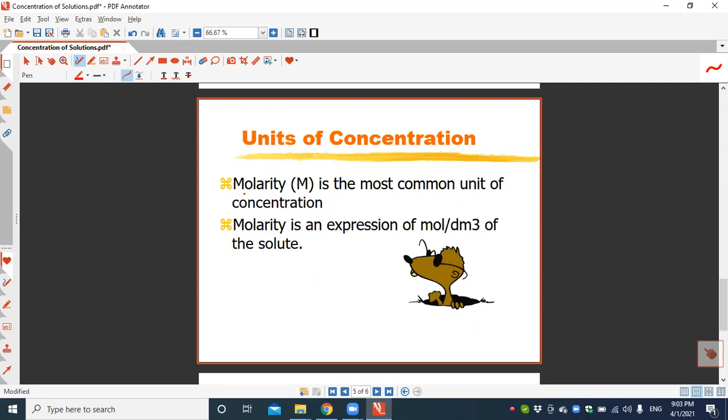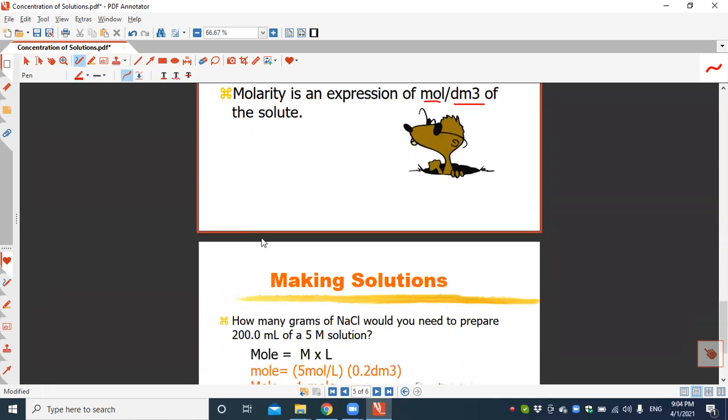Now, we have another expression for concentration. We can say molarity. The symbol of molarity is capital M. Molarity or concentration is the same, and both of them are correct. So molarity or concentration has the same unit. Again, molarity is the expression of moles per decimeter cube of the solute. Again, we can choose the concentration.